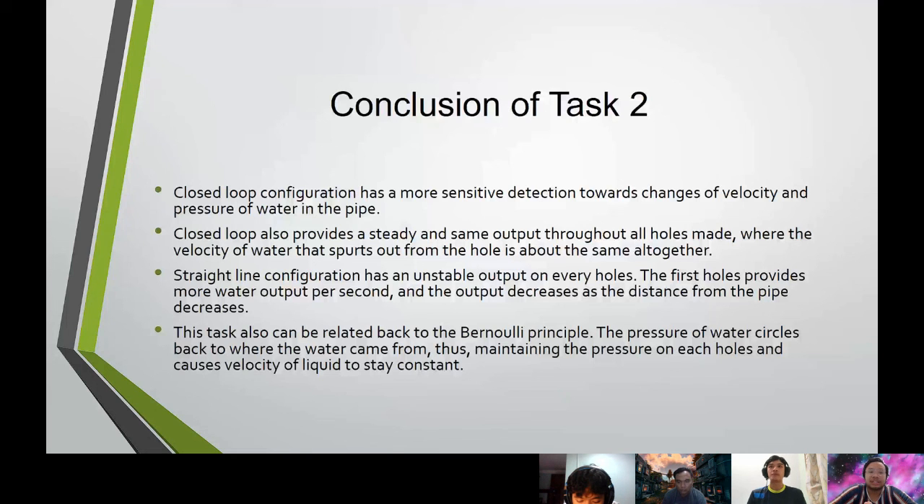Okay, so this task can also be related back to Bernoulli's principle. In the second configuration, the closed loop, the pressure of water circles back to where the water came from, thus maintaining the pressure at each hole and causing the velocity of liquid to stay constant. So in conclusion, I can say the best fertigation configuration for a farm is a closed loop configuration.